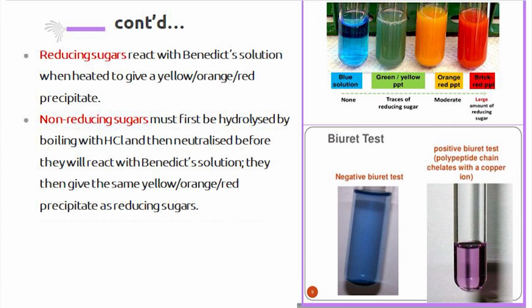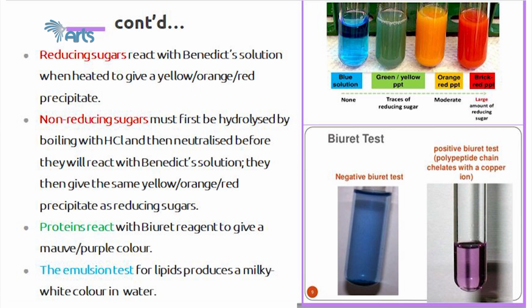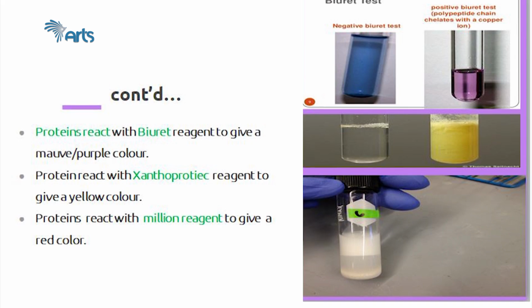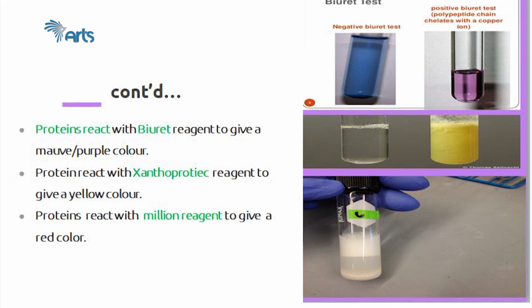Non-reducing sugar must be changed into reducing sugar. So it should be boiled with hydrochloric acid, neutralized by adding sodium bicarbonate, and then finally tested with Benedict's solution. Then you get the same colors. An example of a non-reducing sugar is sucrose, and of a reducing sugar, glucose. So sucrose must be changed into glucose to be tested with Benedict's solution. In both cases, this confirmatory test shows that these compounds, reducing and non-reducing sugars, contain carbohydrate.